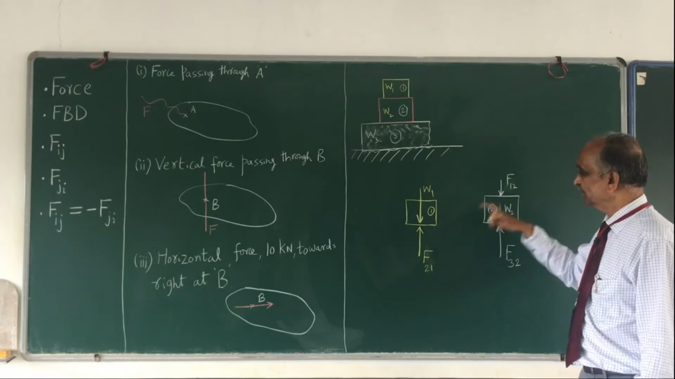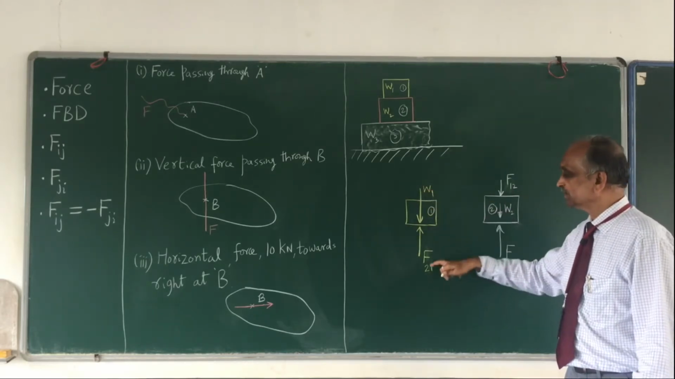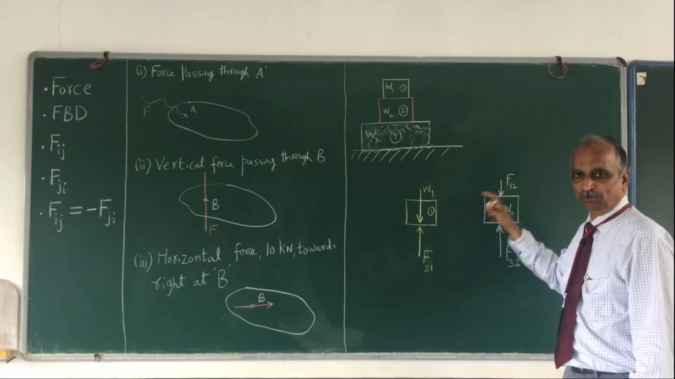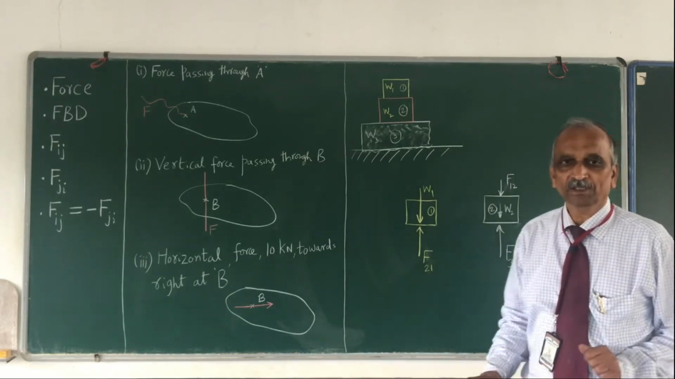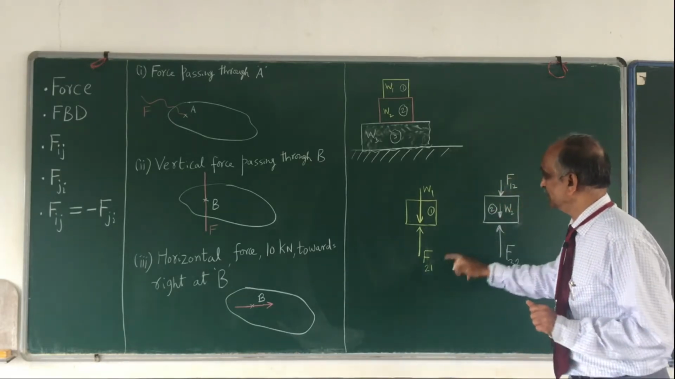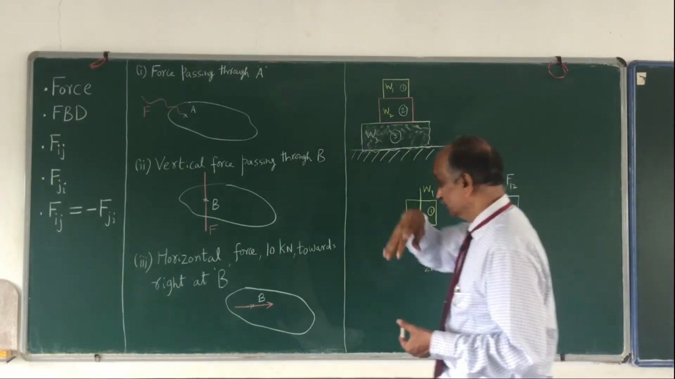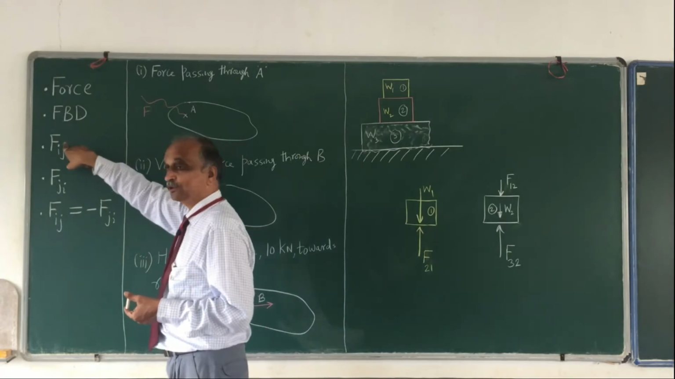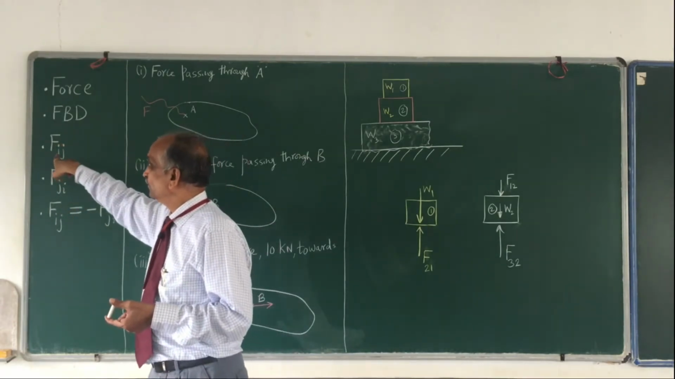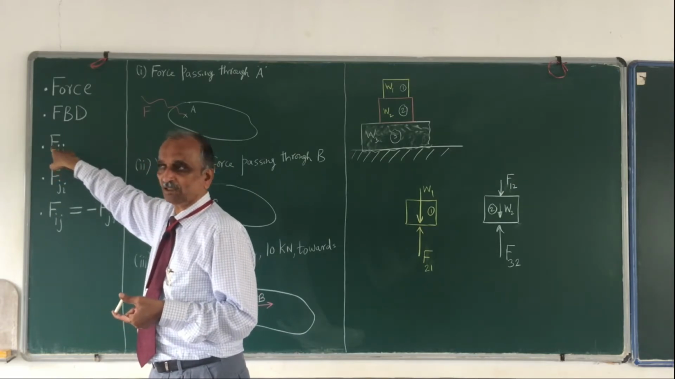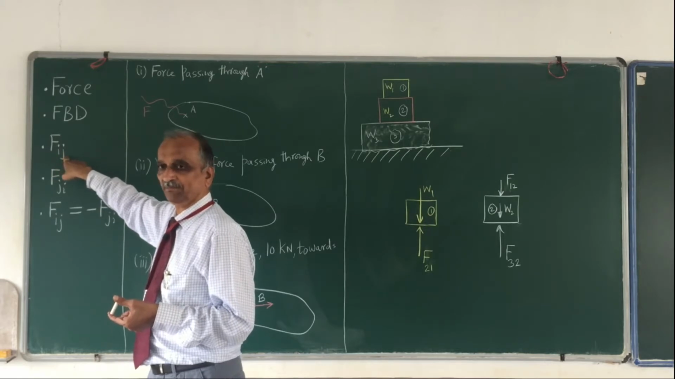And what is F12? Or you can say here F21 is equal to W1. And what is the relationship between F21 and F12? They have the same magnitude but exactly opposite directions. On the same lines we can extend it for link 3. I am going to use the term Fij, the force from link number I acting on link number J.